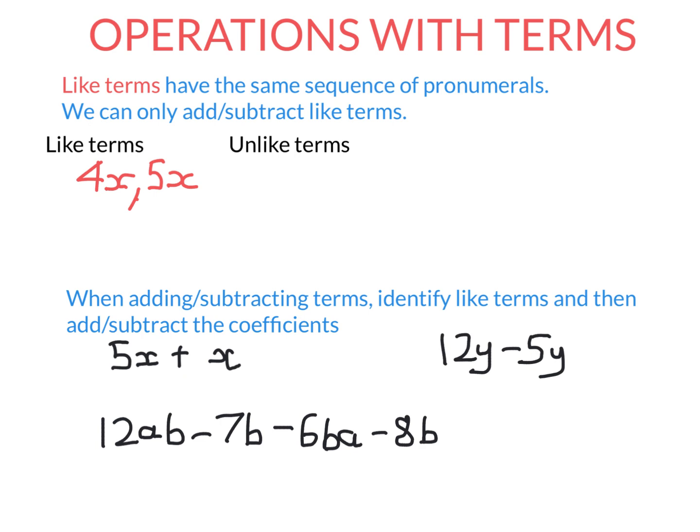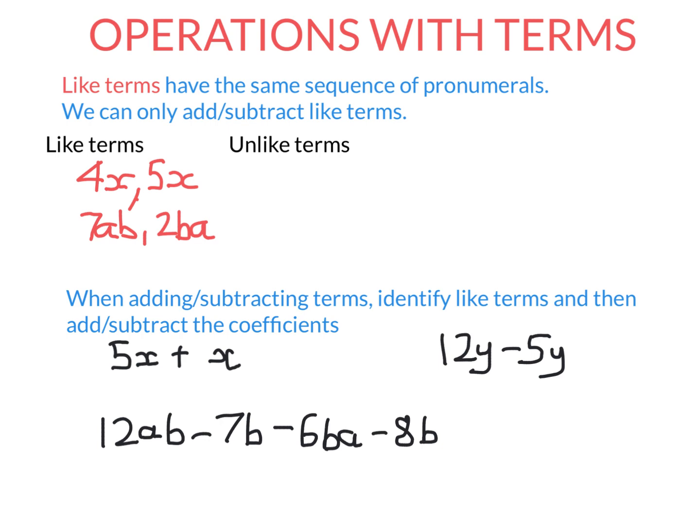On the other hand, something like 7ab and 2ba, they are like terms. Even though the A and the B are written in a different order, it doesn't matter because, as we know in algebra, if no operation's written, it means times. This is 7 times A times B. This is 2 times B times A. The order of multiplication doesn't matter. That's why A times B and B times A are literally the same thing, and that's why these two are like terms.